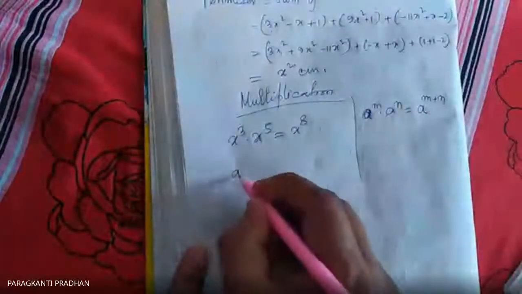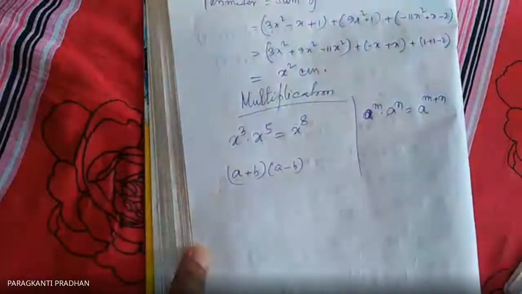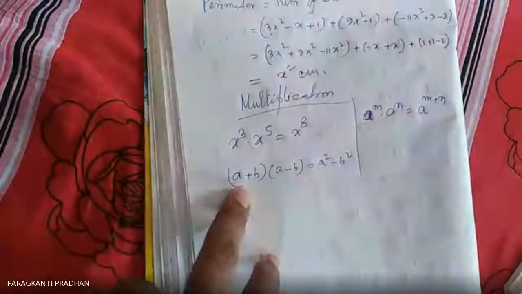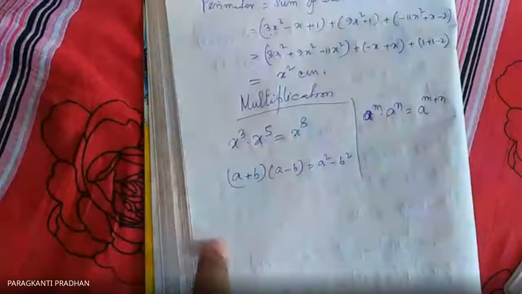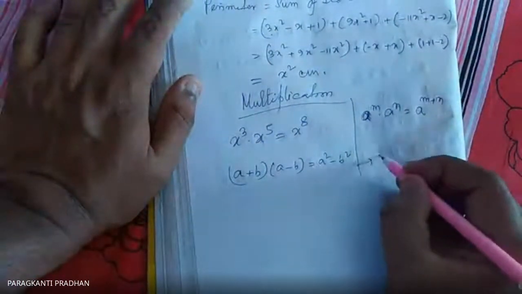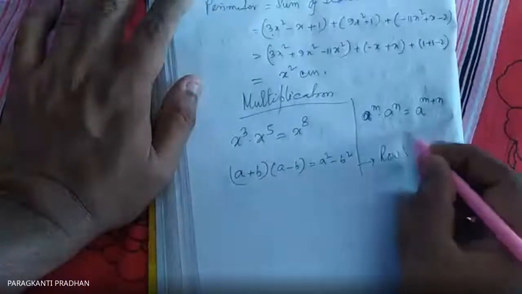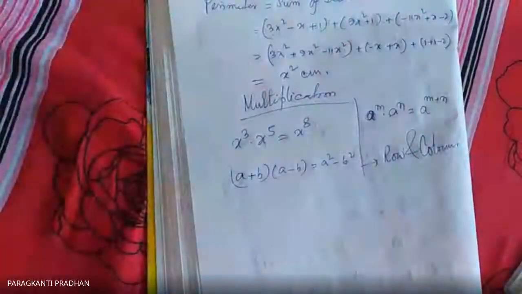Now a plus b into a minus b. What happened? This is one formula. Everyone knows that the formula a plus b into a minus b is a square minus b square. But how to represent this? There are also two kinds of methods: one is row method and another one is column method.